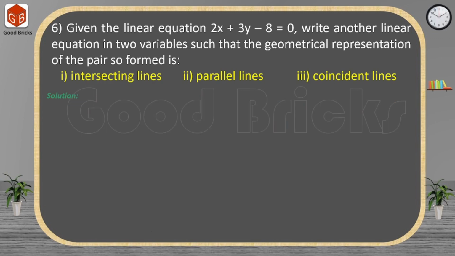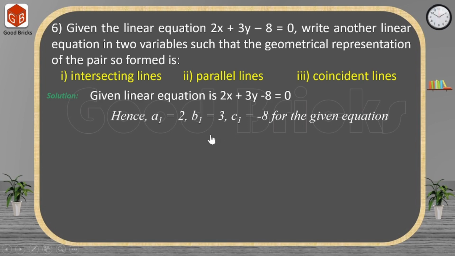So now let us take first of all the given linear equation. This is the given linear equation, and when you compare with a1x + b1y + c1 = 0, then you will get values a1 = 2, b1 = 3, c1 = -8. Now we have to write intersecting line for this given equation.